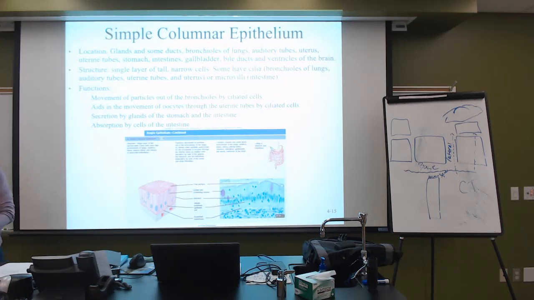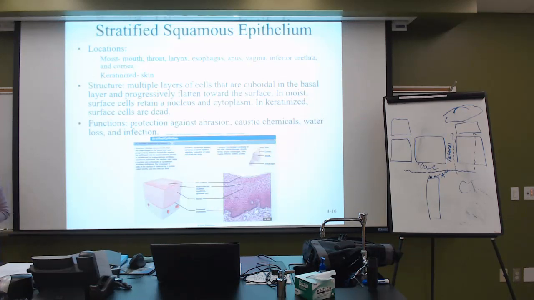So, simple squamous, simple cuboidal, simple columnar. Stratified. Stratified squamous. Areas that are moist. Note, anything that is going to the exterior of the body, to the outside environment. Mouth, throat, larynx, esophagus, anus, vagina, inferior urethra, and the cornea.